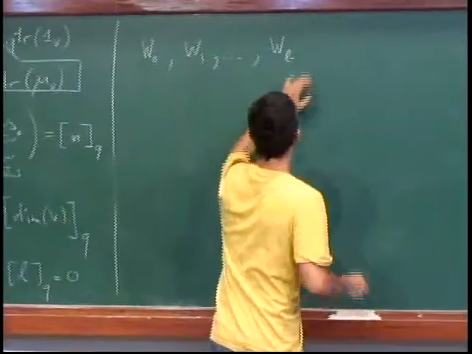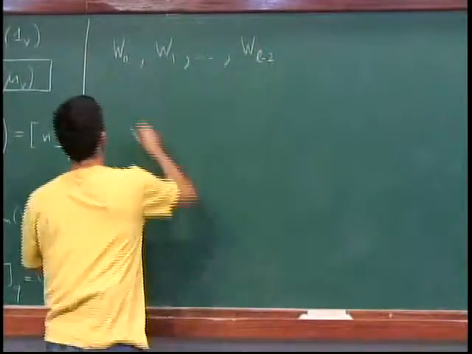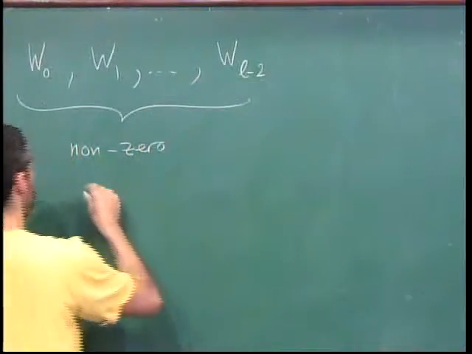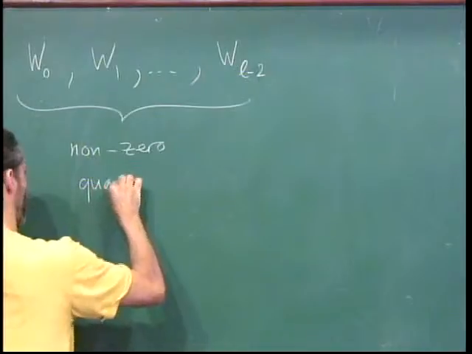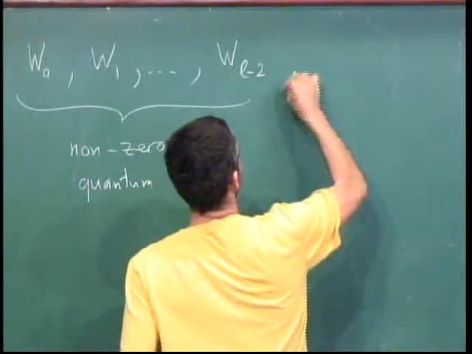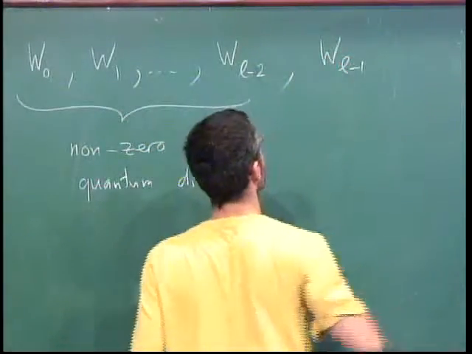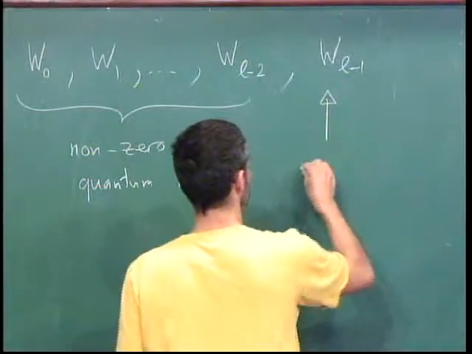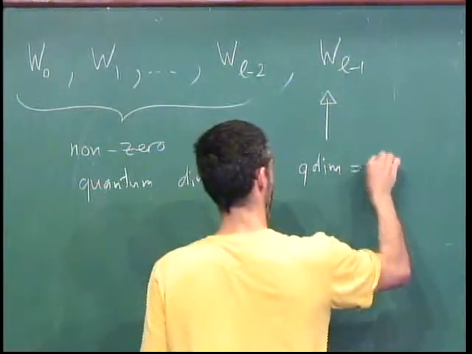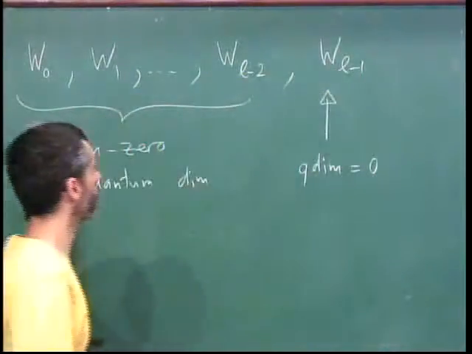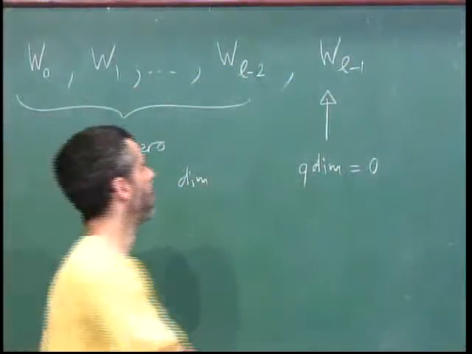So W sub L minus 2 and those below have non-zero quantum dimension. The W whose highest weight is equal to L minus 1 has quantum dimension 0, and it's still irreducible. So these are all irreducible. In particular, they're all tilting modules.